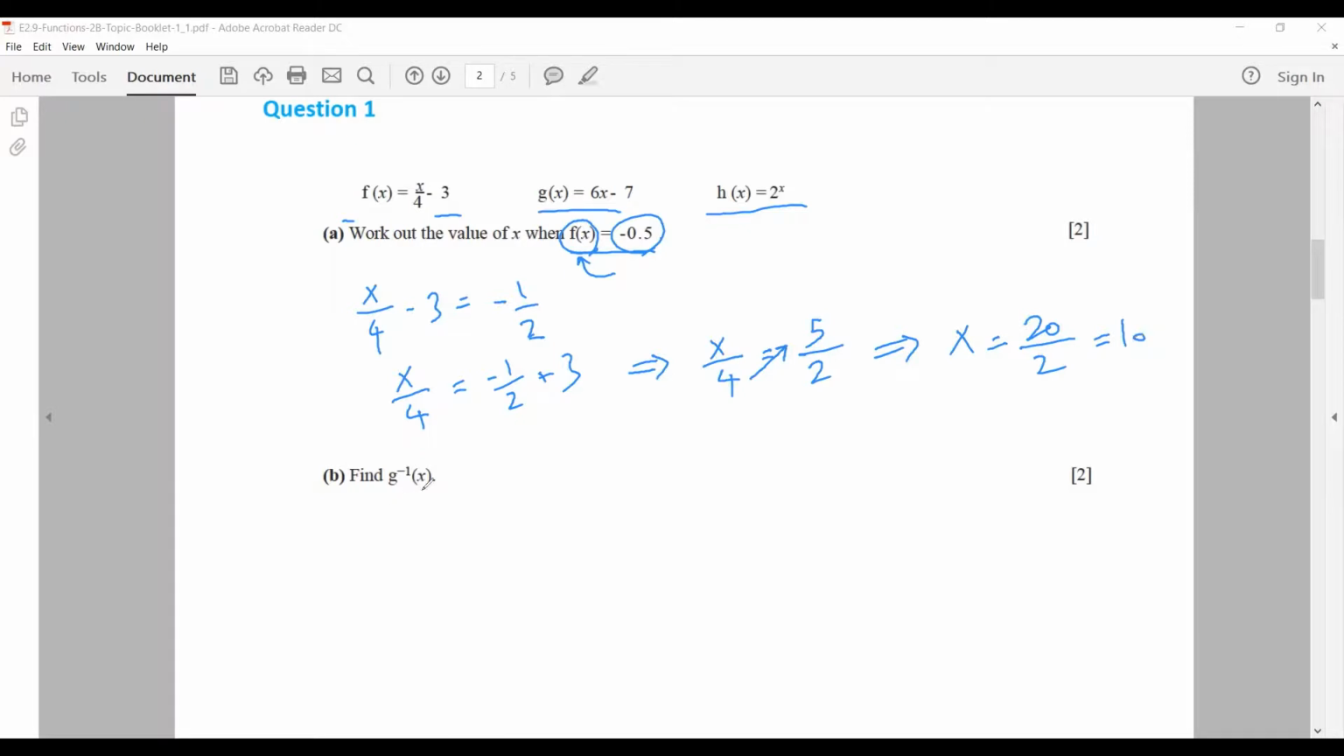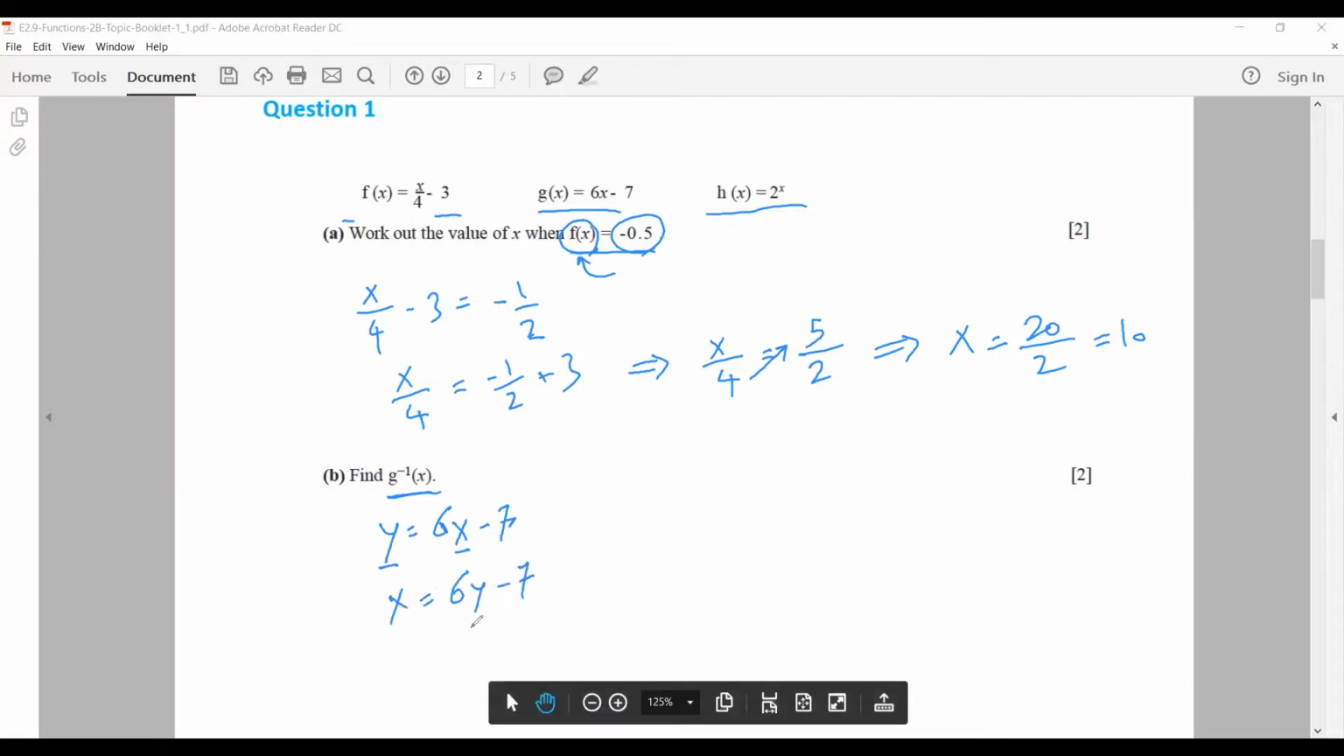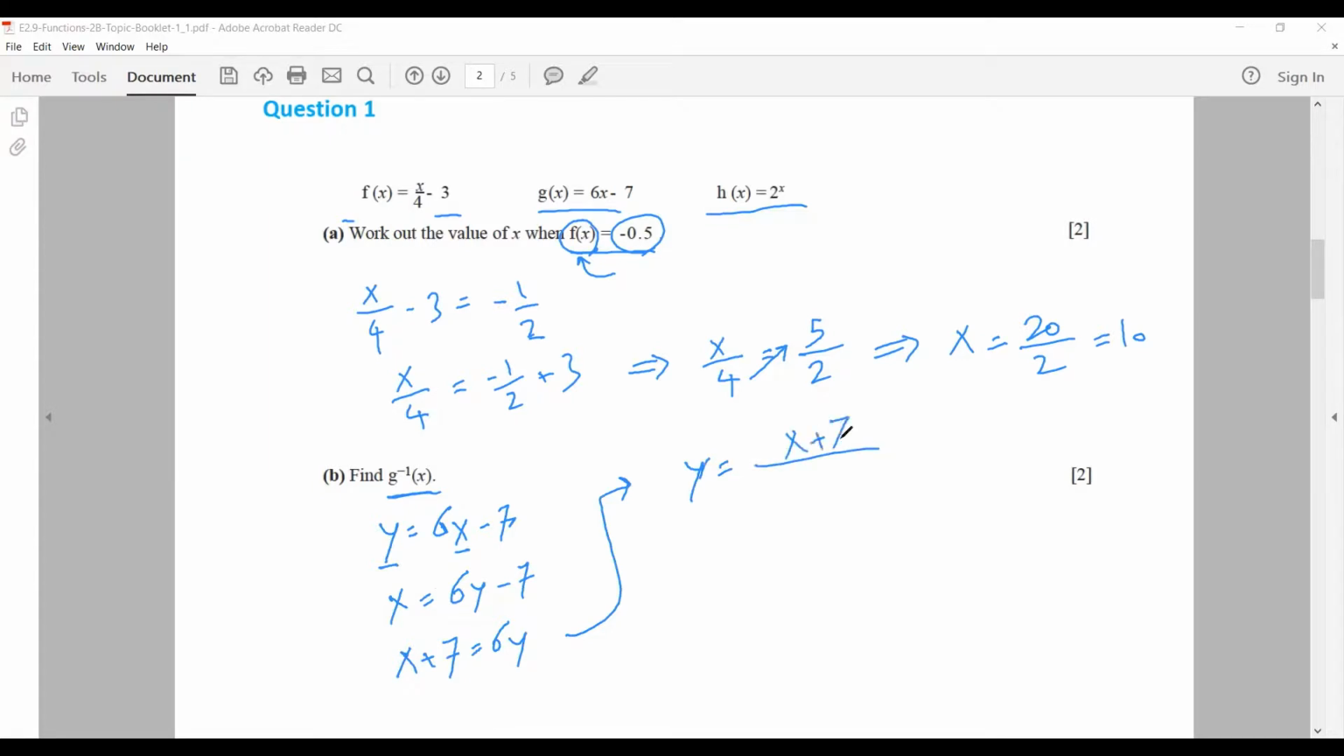In the next part, they're asking you to find the inverse of g. So you can write g of x here, but use x and y. Okay, so this is the first thing you do. Change their place, x and y. You bring x here, y goes there, and then you have to make y the subject of the equation. x plus 7 equals 6y, and I'm going to continue here. And for y, all I have to do is divide both sides by 6, and this is the final answer. Don't stop there. Please use this notation as well. And then that's it. We're done. So this is the final answer.